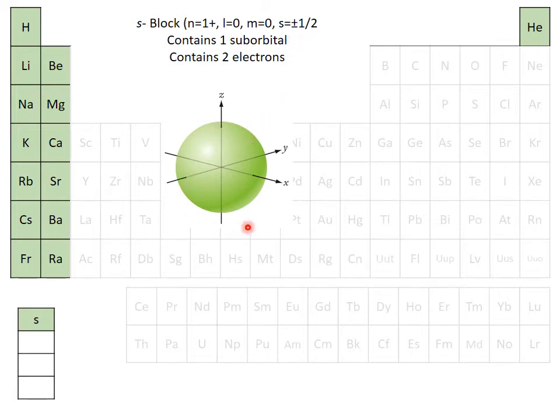It looks like this, it's spherical. Spin can be plus or minus 1/2. It has two possible values, so there can be 2 electrons in this suborbital. So we've got 2 columns for those 2 electrons.